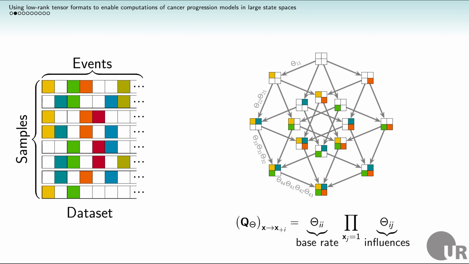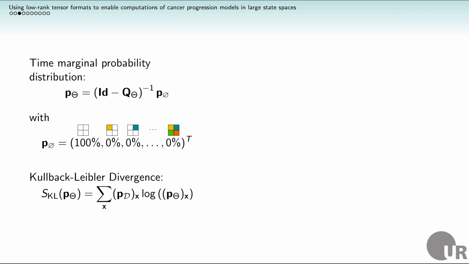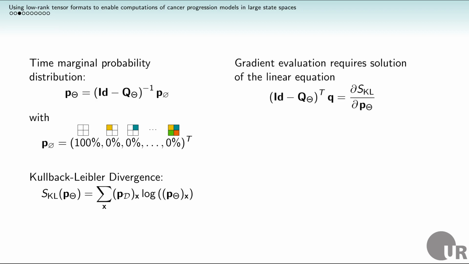We store these parameters in the theta matrix and can fit a theta matrix to a given data distribution by optimizing the Kullback-Leibler divergence from the data. The calculation time of the Kullback-Leibler divergence and the gradients is now dominated by the solution time of two linear equations, which are exponentially sized in the number of events. Using the tensor train formalism, we are able to accelerate this process.